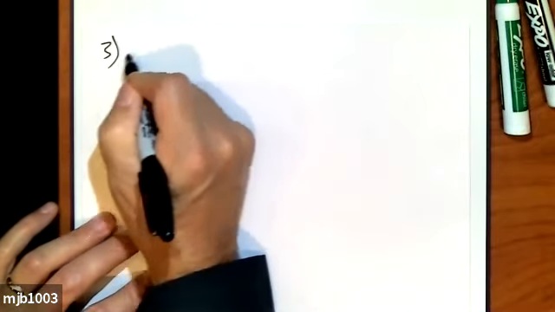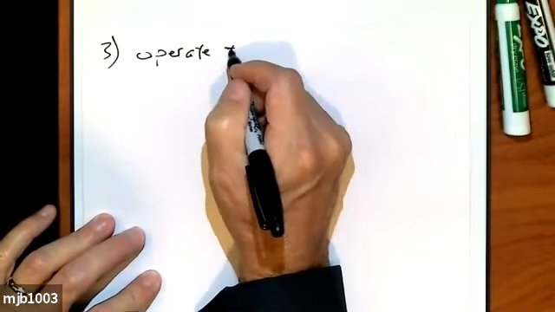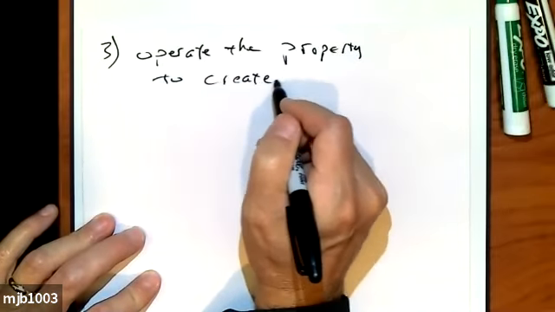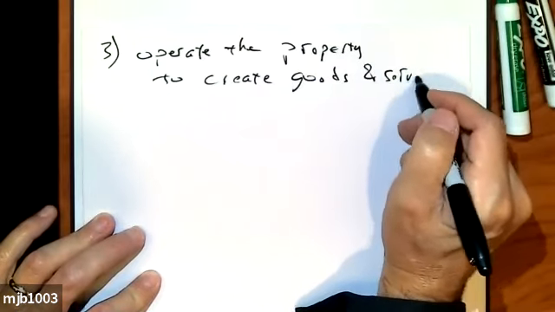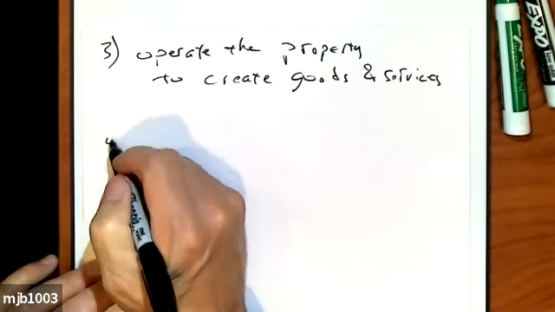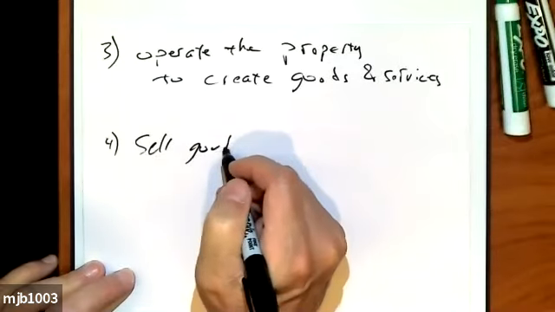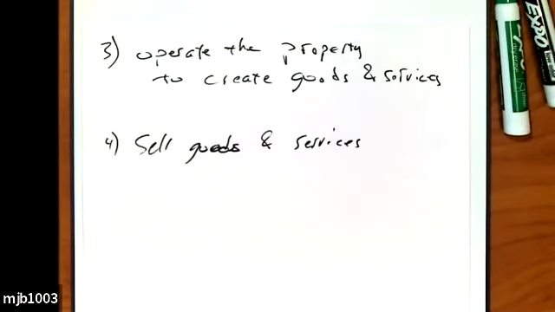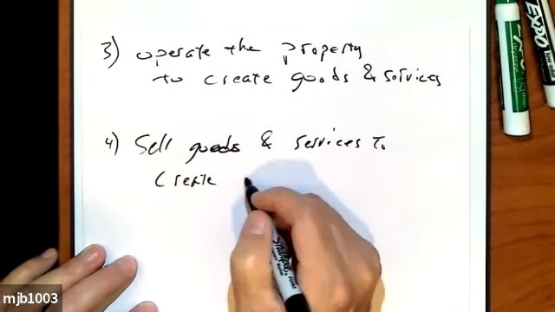Then she's going to operate the property to create goods and services. So she's bought the oven, she's rented the space, she's bought the equipment to make her pizzas, and she is now going to operate all that stuff, making pizzas and selling them to hungry college students, right? So she's going to be running her business very successfully, and she is going to sell goods and services. In this case, mostly we'd say goods, as we're talking about pizza, to create revenue.